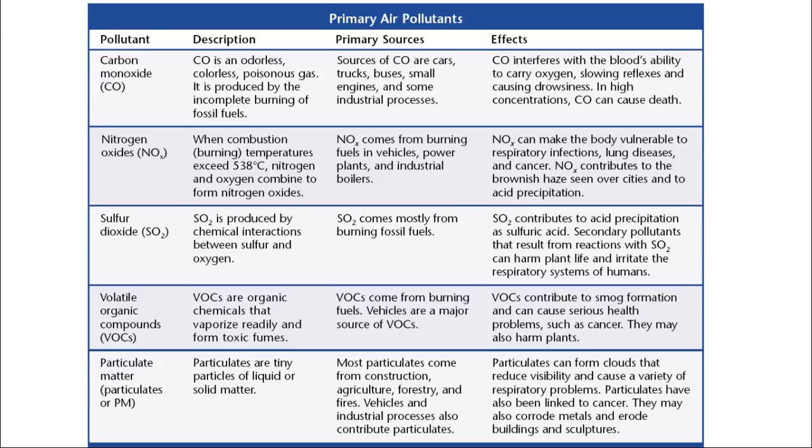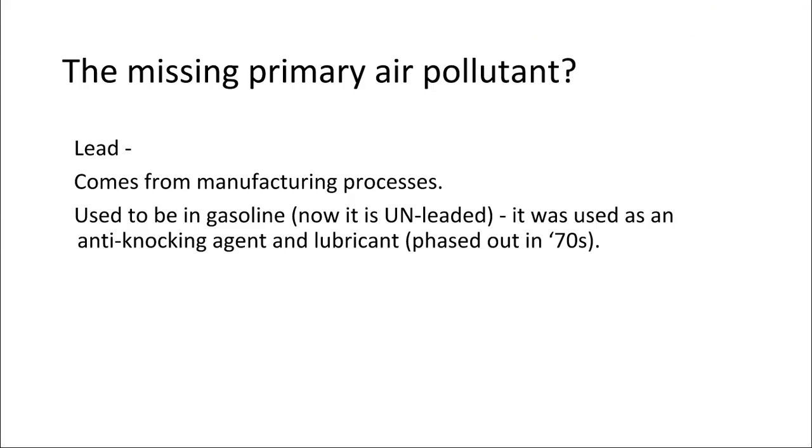So I told you that there were 6 primary pollutants, and we've gone over 5. The last one is one that you would think that's more a water pollutant than an air pollutant, but it is lead. There's a lot of lead being released from industrial manufacturing processes. But the main source of lead is not a source anymore because it's been banned, but it used to be in gasoline. Before the 1970s, we had leaded gasoline. That's why you go to the pump now and you fill up with unleaded.